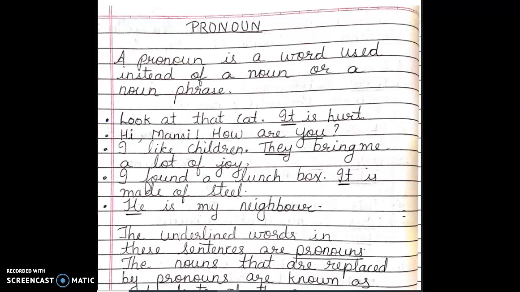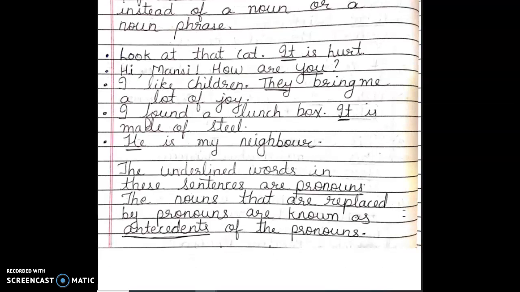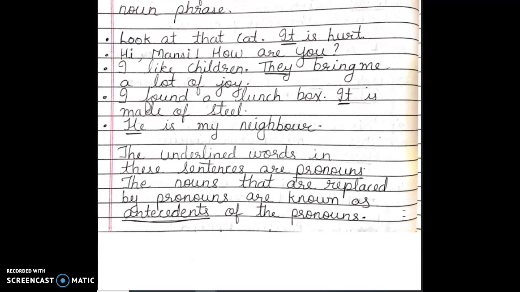Now look at the following examples. Look at that cat, it is hurt. Now "it" we have used for cat in the first sentence. Hi Mansi, how are you? "You" is a pronoun used for Mansi. I like children, they bring me a lot of joy. "They" is used for children. I found a lunch box, it is made of steel. "It" is used for lunchbox.